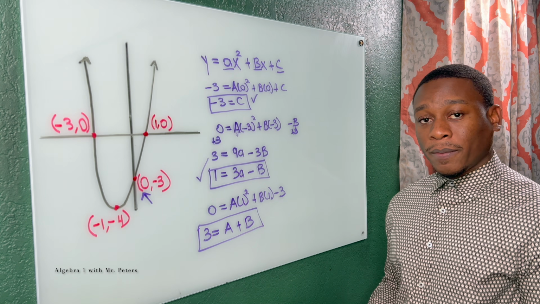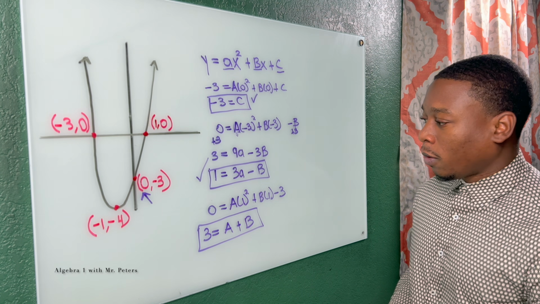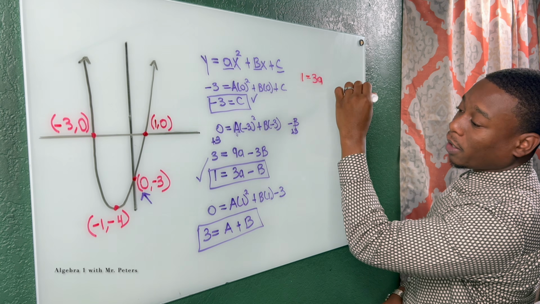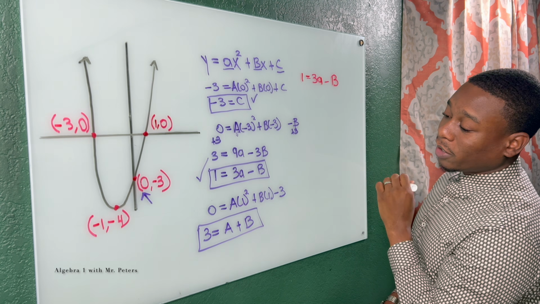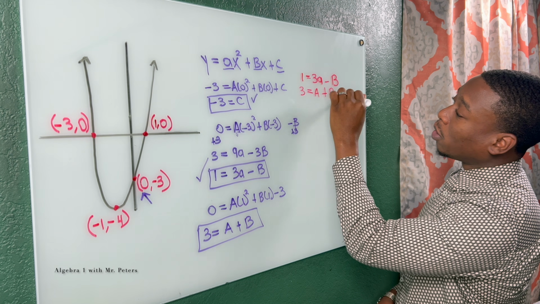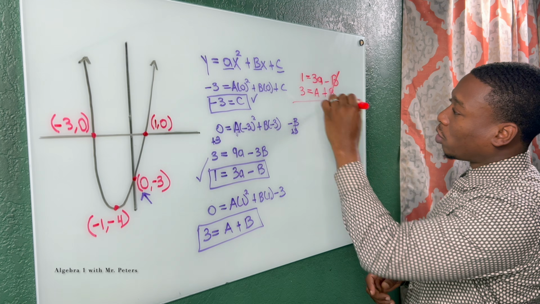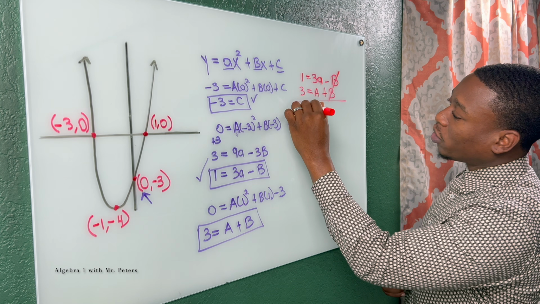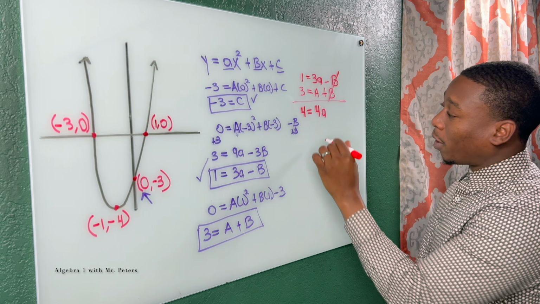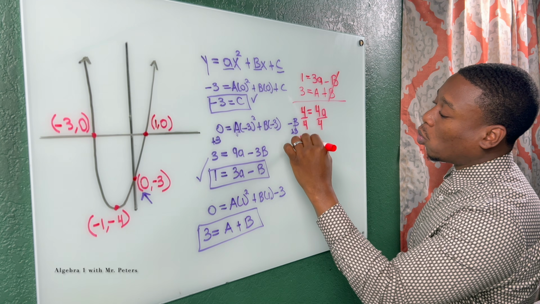And at this step, we're going to use systems of equations to solve. So now we put these together. We have 1 is equal to 3 times a minus b. And in the second equation, 3 is equal to a plus b. So based off these two equations, elimination will be the best method. So we cancel out our b's. 1 plus 3 gives me 4. 3a plus a gives me 4a. Once I divide by 4, I now know that a is equal to 1.